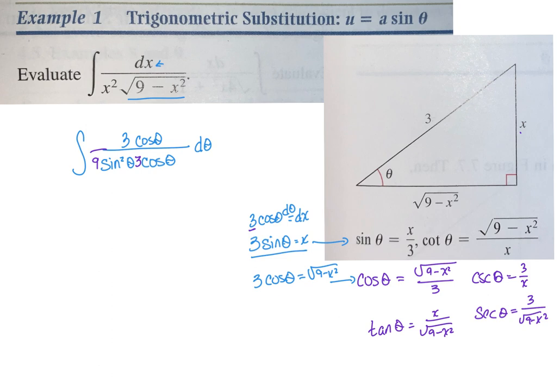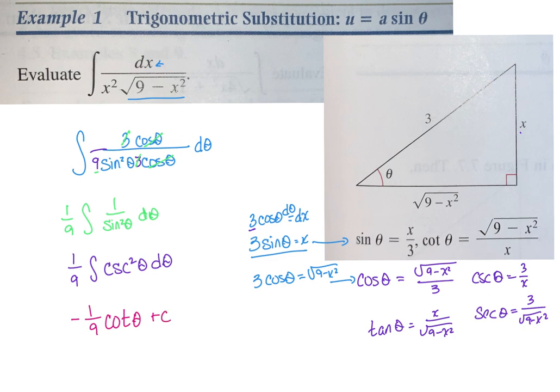But I'm going to do basic reducing, so I can reduce that 3, I can reduce that cosine. For this 9 on the bottom, I can pull that out in front. And I have 1 over sine squared. I can rewrite 1 over sine squared using my reciprocal identities. And now I have cosecant squared. Cosecant squared has a really pretty antiderivative. It is the negative cotangent.